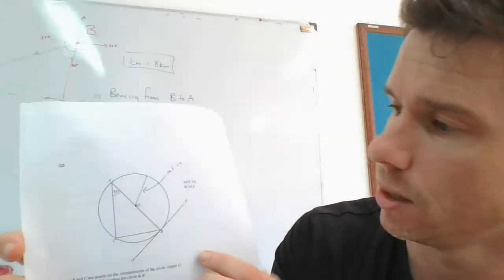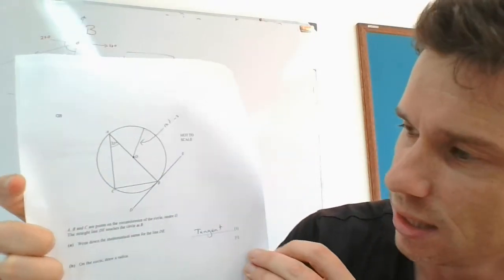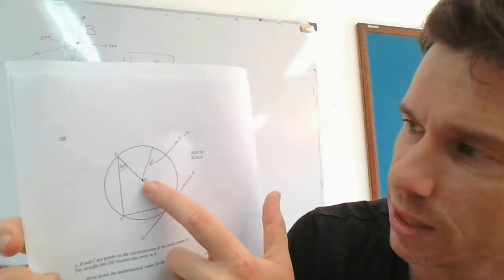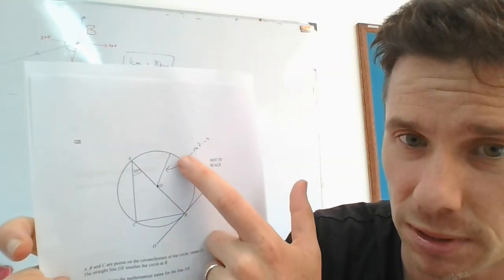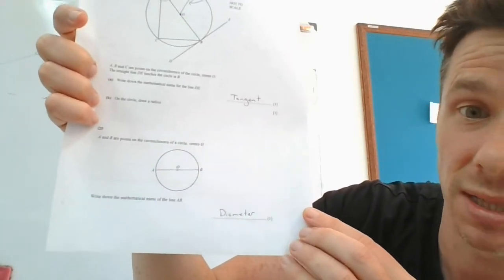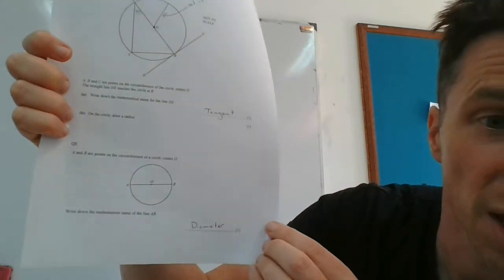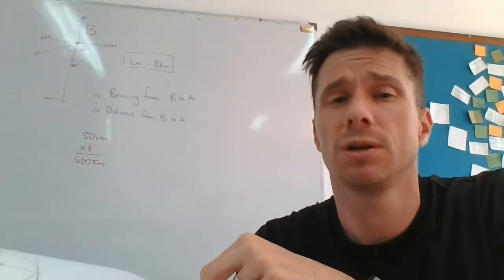Question 8 then, what's that line called? It just clips off a circle. It's called a tangent. And draw on the circle a radius. So any line from the center of the circle out to the edge would be a radius. So I just need to draw that. And then the diameter is the answer to question 9. It's just the diameter. One that goes through the center and goes to either side. If it doesn't go through the center, it's called a chord.